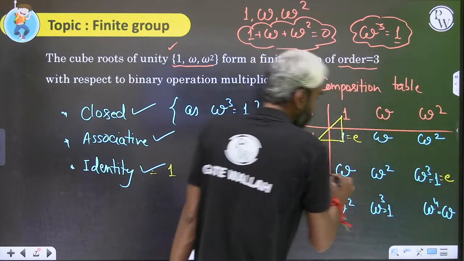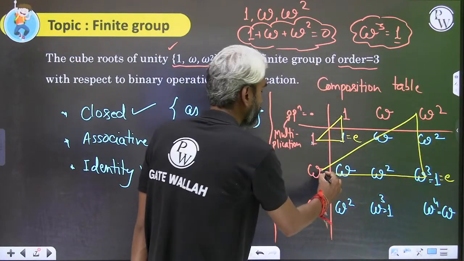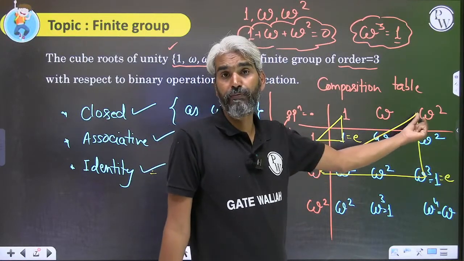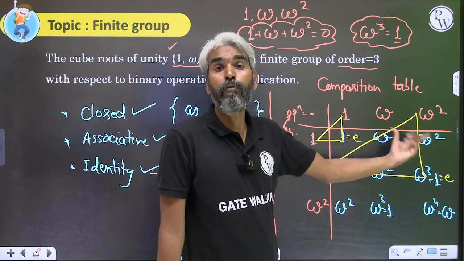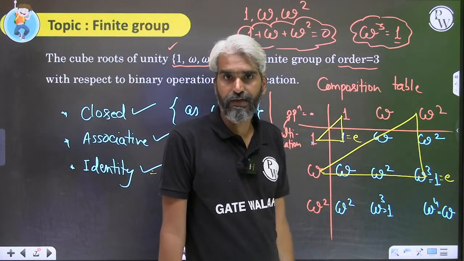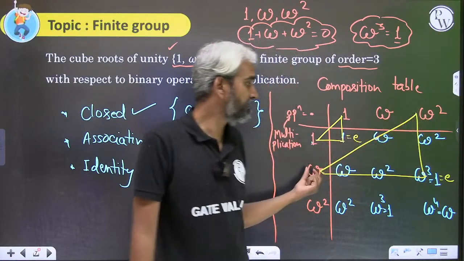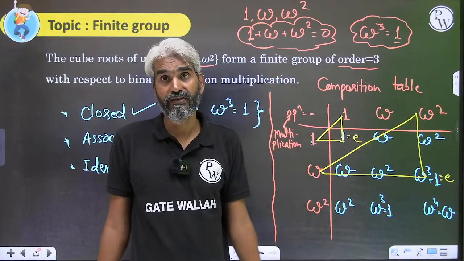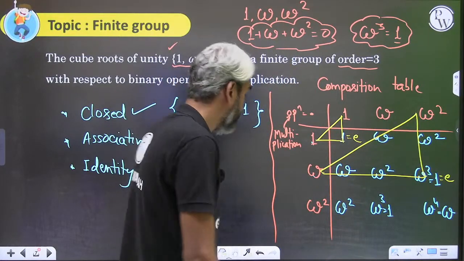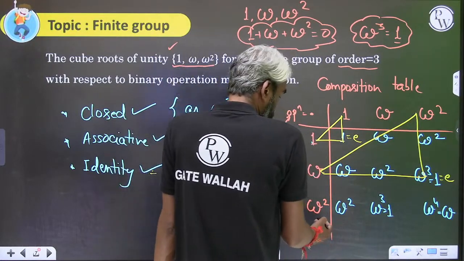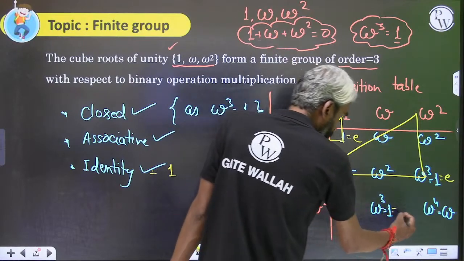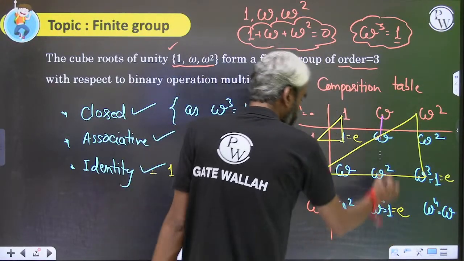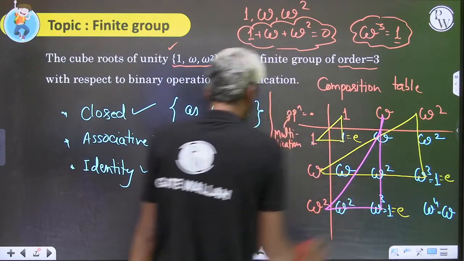So, these two form the inverse of each other. That is, inverse of omega will be omega square, because if omega is multiplied with omega square, it will give you omega cube, which is equal to 1, the identity element. So, if the binary operation of two elements results in the identity element, then those two are inverses of each other. Clear? Now, omega square and omega will give you the identity element. That's the same concept. You are not getting anything new. Omega and omega square are the inverse of each other.